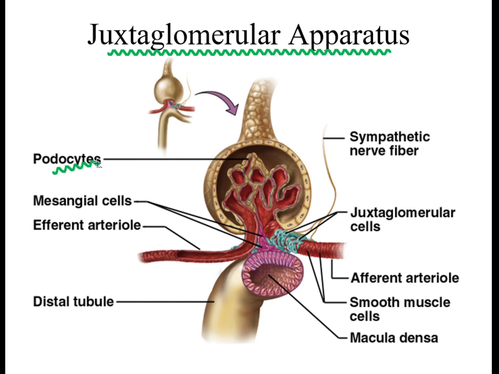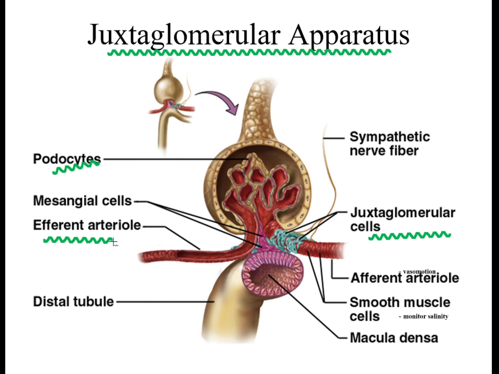Okay, these are the podocytes. So this is the juxtaglomerular cell present here. We know this is the afferent arteriole, and here the smooth muscle cells are present, right? And this is the distal tubule. And this is the afferent arteriole.